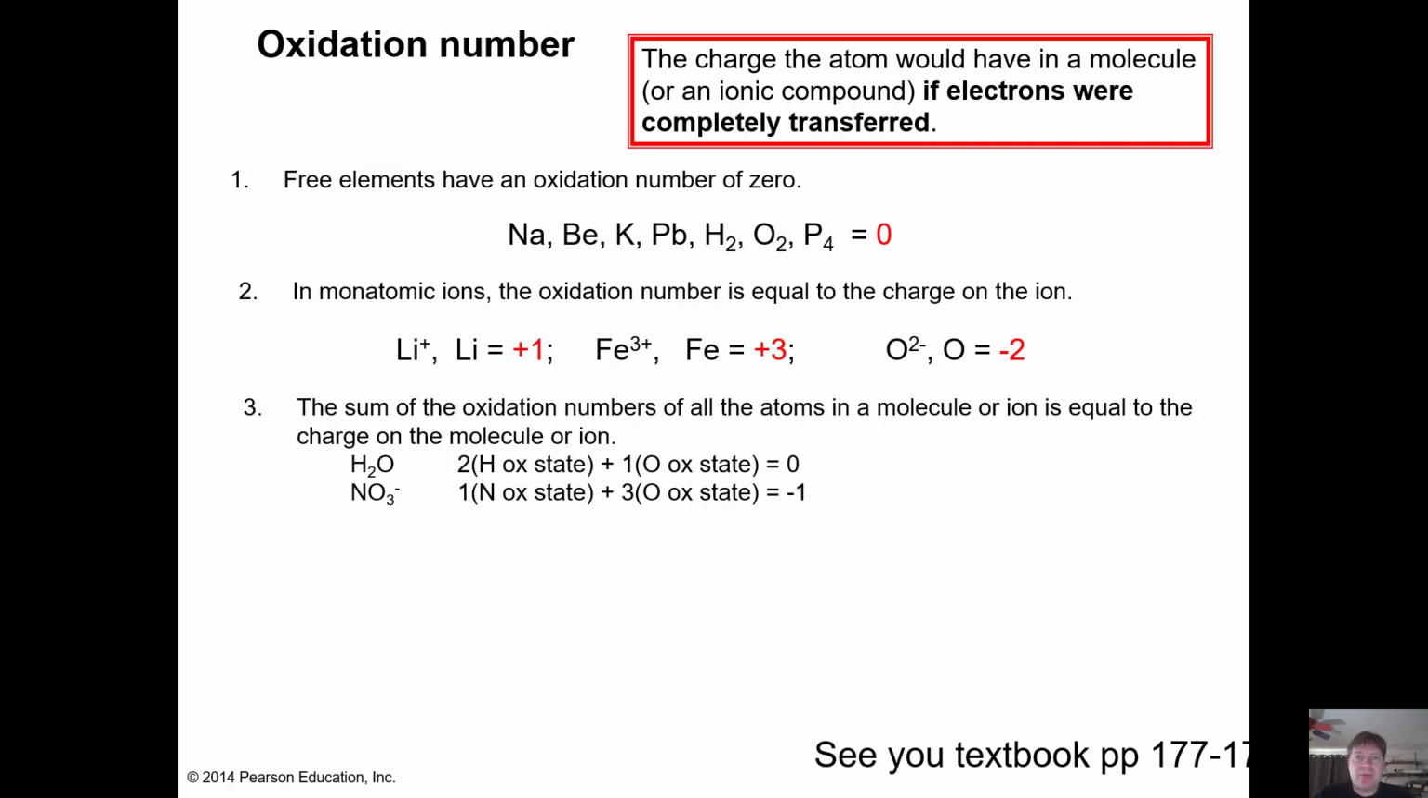Additionally, if you have a polyatomic ion, the atoms in that ion will add up to the charge of the ion. Here we're looking at the nitrate ion. So we have 1 nitrogen and 3 oxygens. Whatever those oxidation numbers are, they add up to a -1. So again, if we know one of them, we can use that to figure out the other one.